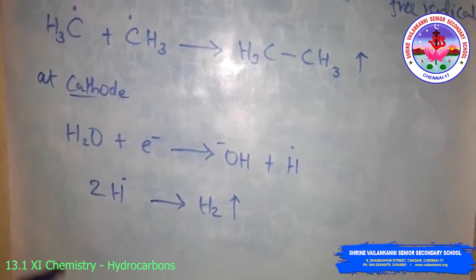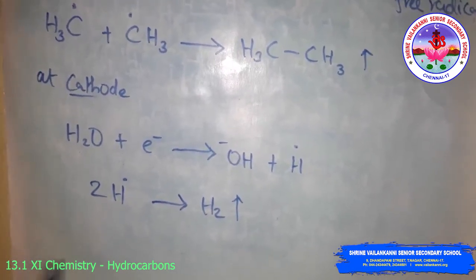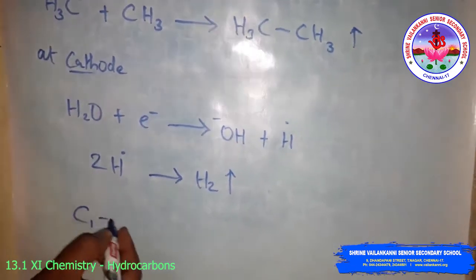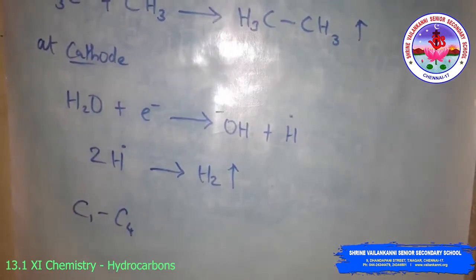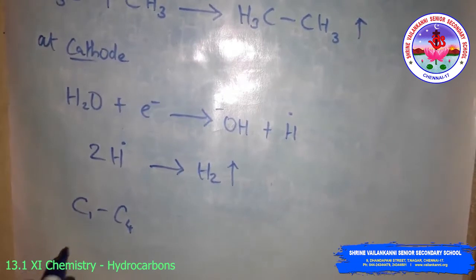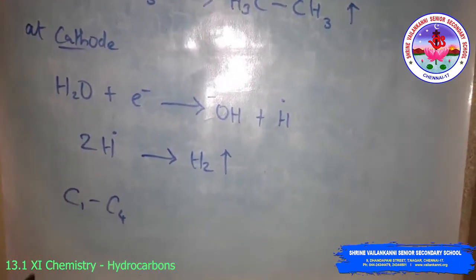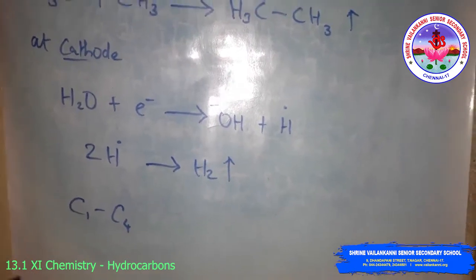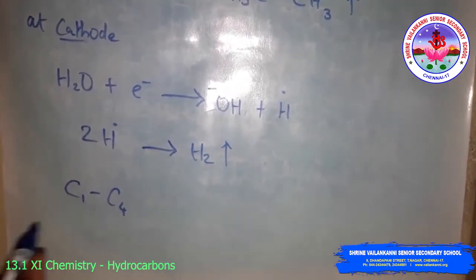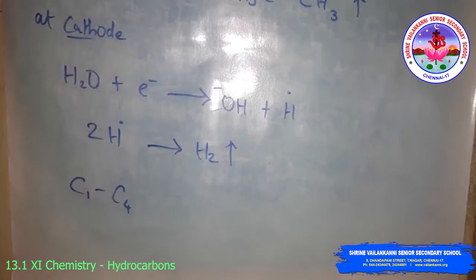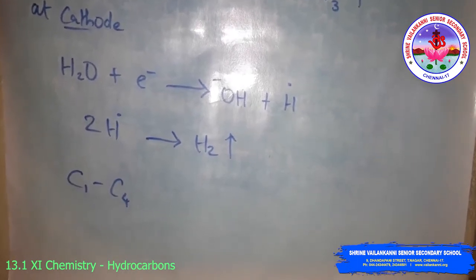Due to the weak forces, the first four members, C1 to C4, are gases. After that, the fifth carbon up to 17 carbons are liquid, and those containing 18 or more carbon atoms are solid at 298 Kelvin, and they are mostly colorless and odorless.